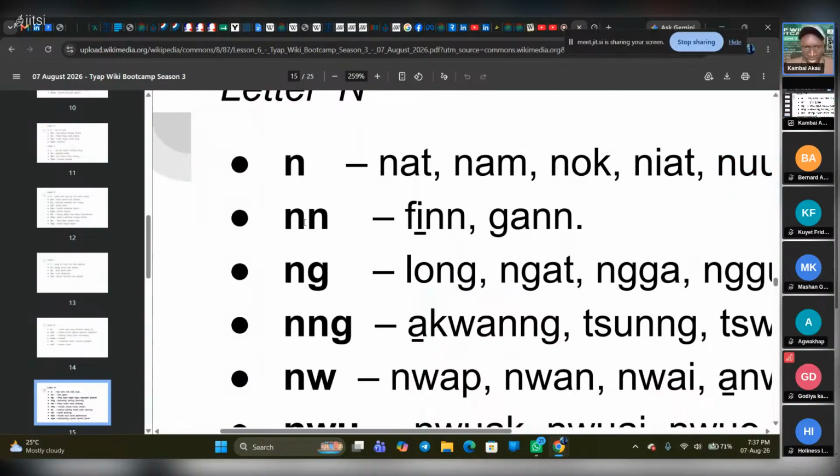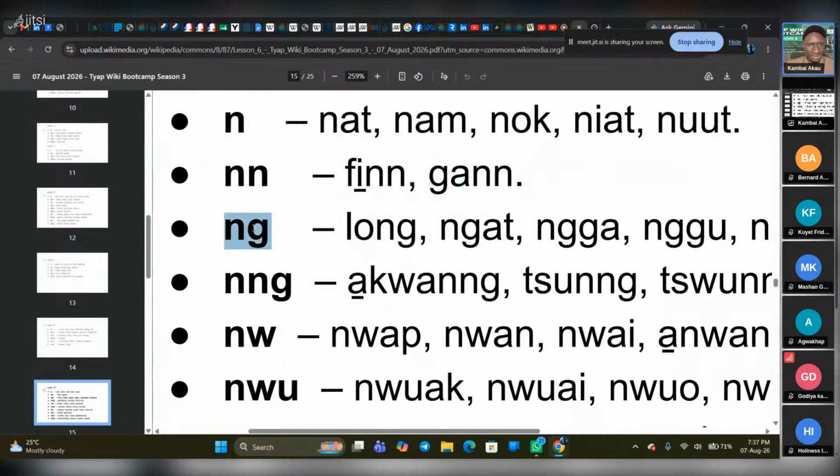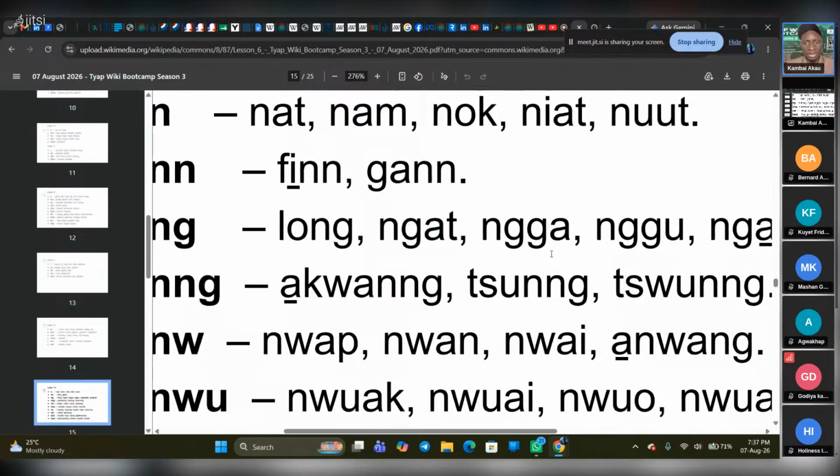And then we have the elongated version of the N sound. We have fn, and then we have gan. And then we have the nga sound, nga. This is an independent sound, it's a different sound from this. Underneath, we have long, we have nat, then we have nga. So when we have only ng, it's supposed to be nga.